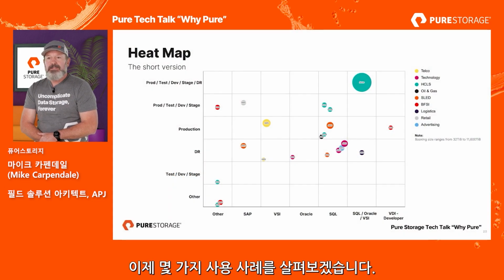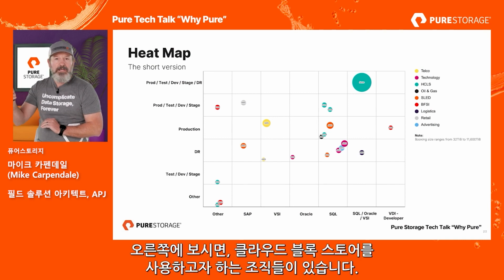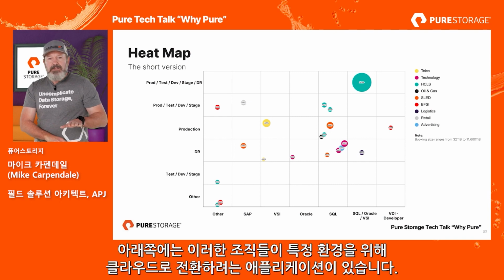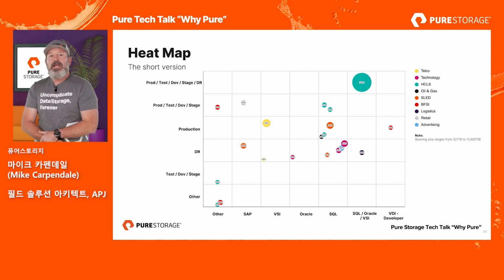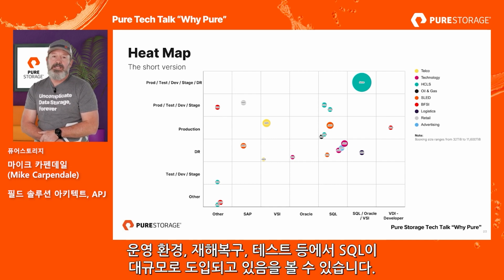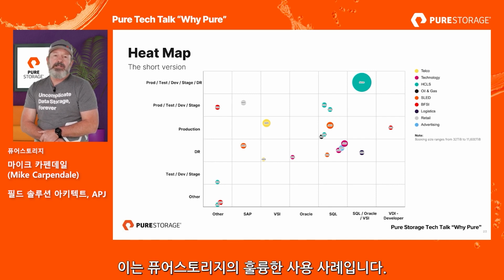A few use cases that we will talk about now. So on the right-hand side here, we can see the organizations that are looking to consume Cloud Block Store. And then down the bottom, we have the applications that these organizations are shifting into the cloud for the particular environments. And whether that's production or DR or test, what we're seeing is a large adoption of SQL in here. That is a great use case for us.